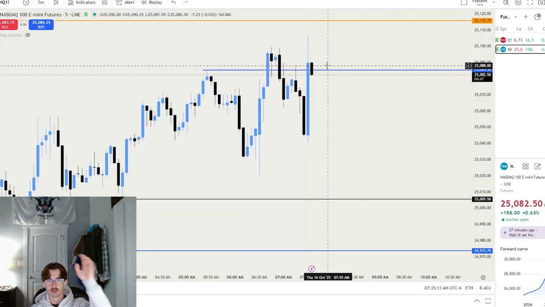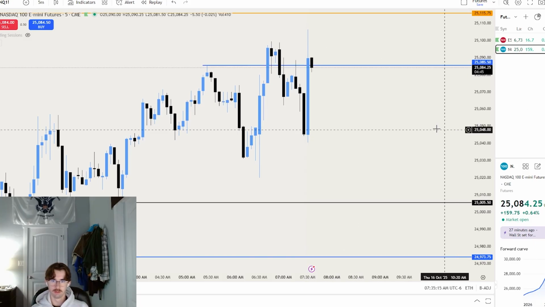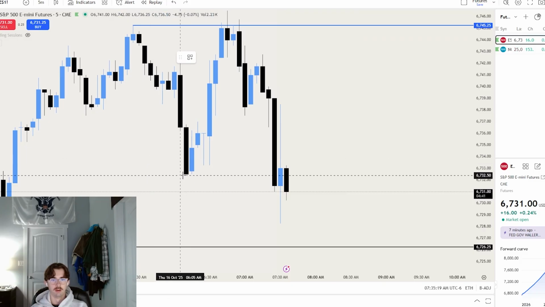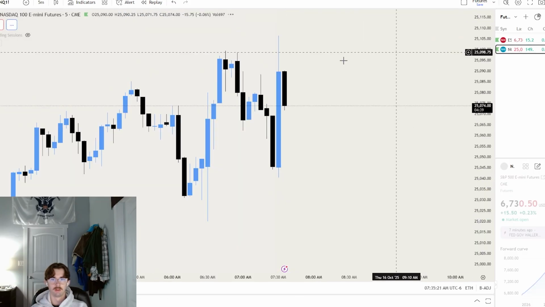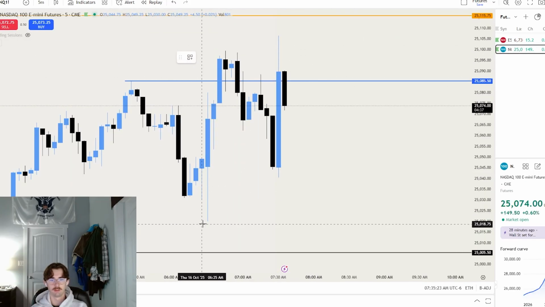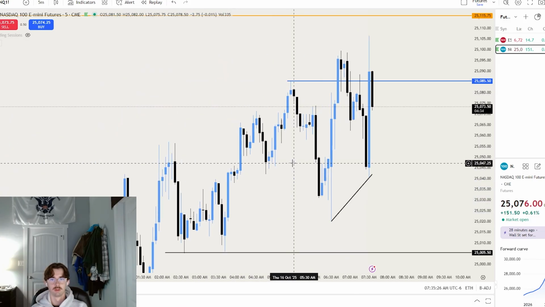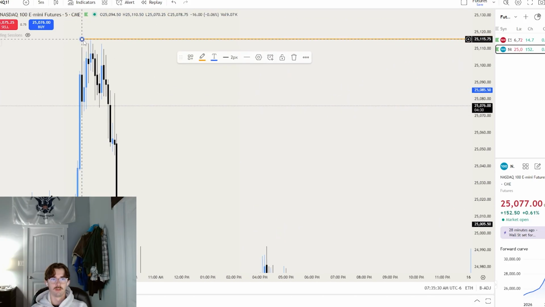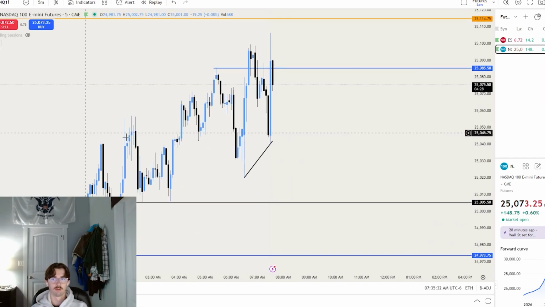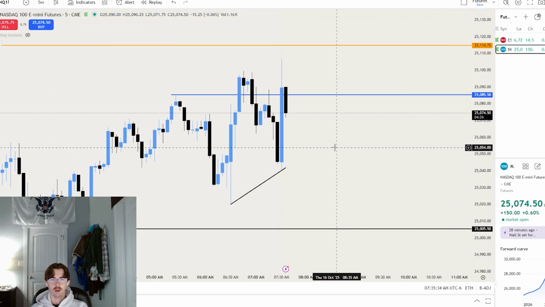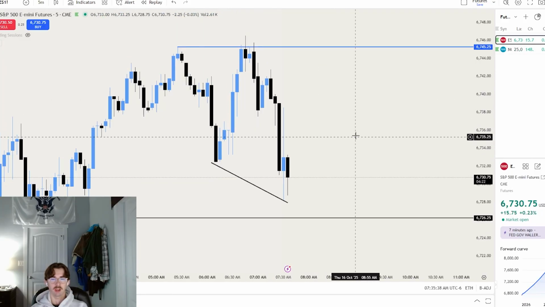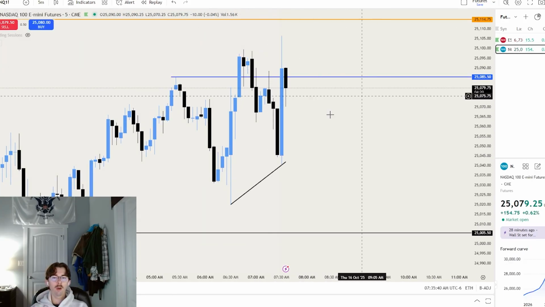Cool. Broke structure on NQ. We also have SMT right here. Believe it or not, another 5-minute SMT. For this SMT to be fulfilled, it'd really just be these highs over here we're targeting. So we will wait.